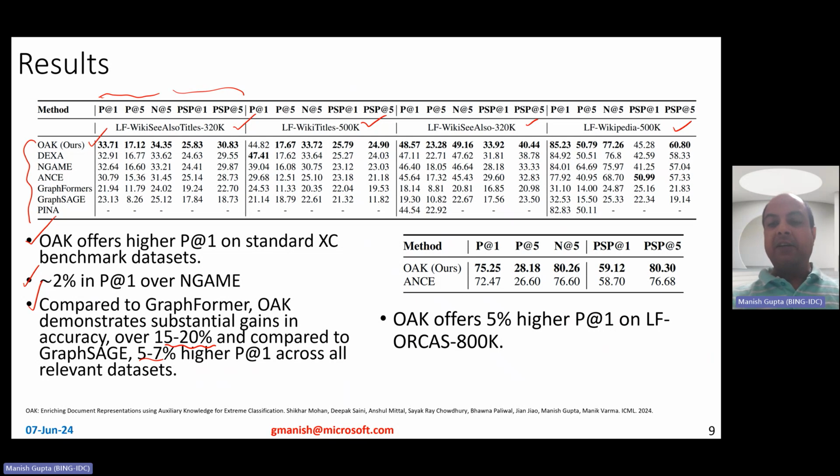Okay. Now, we can also compare OAK with ANCE, and this is a comparison on ORCAS's data set for retrieval. So ORCAS 800K data set, and as you observe, compared to the standard state-of-the-art retrieval method ANCE, we observe that OAK outperforms that one as well with 5% precision at one.